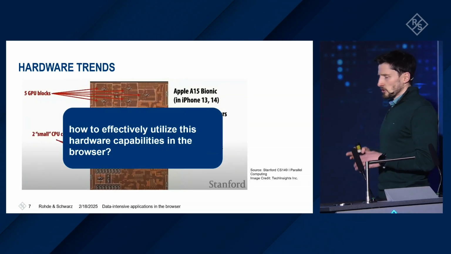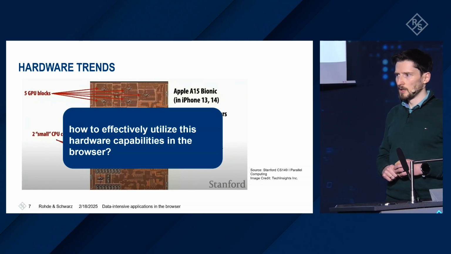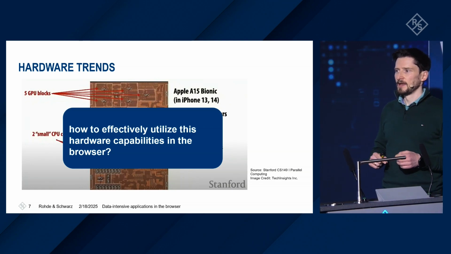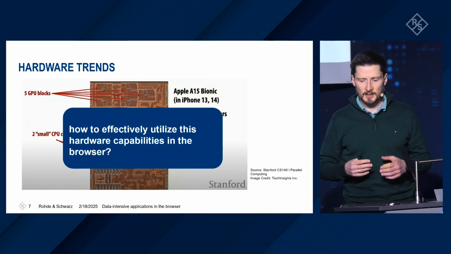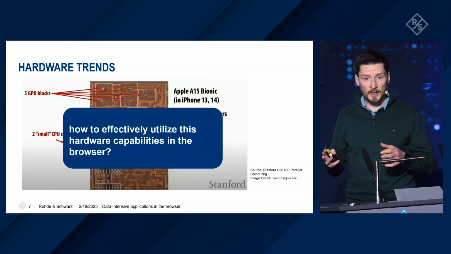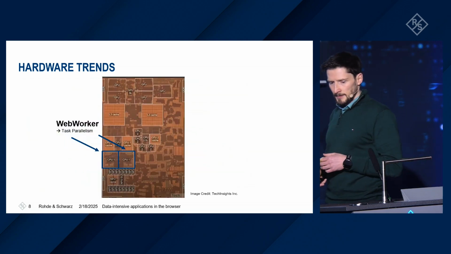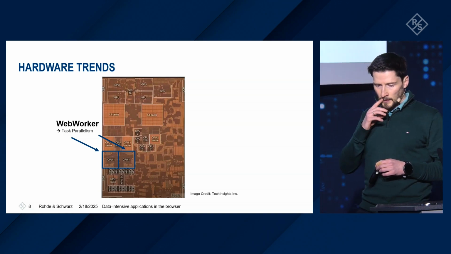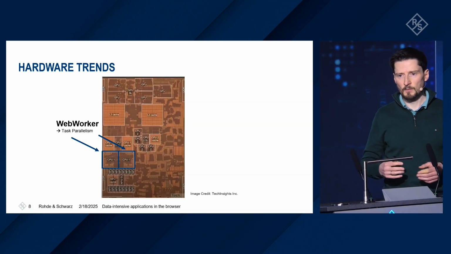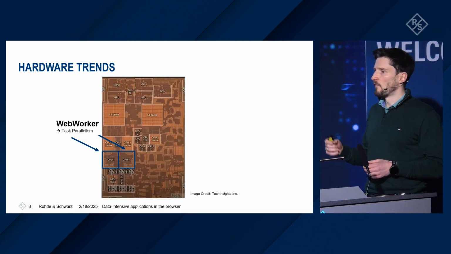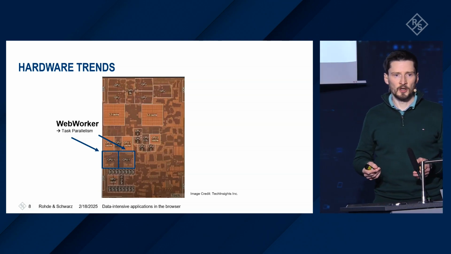Okay, so there's a lot of stuff available now in modern hardware, even on such mobile chips. But the question is how we can effectively utilize these hardware capabilities in the browser. So can we, and how can we? The first thing is how we can utilize multi-threading in the browser. This is maybe more familiar to you, web workers, where you can parallelize different tasks.